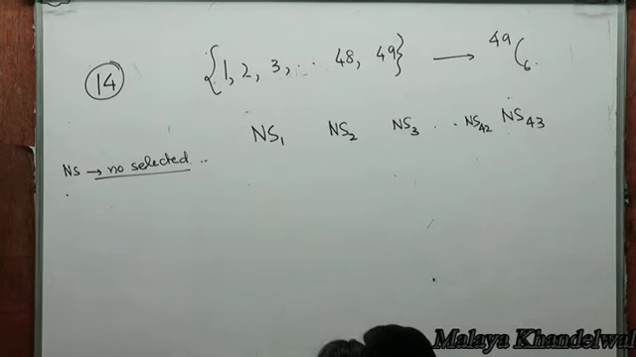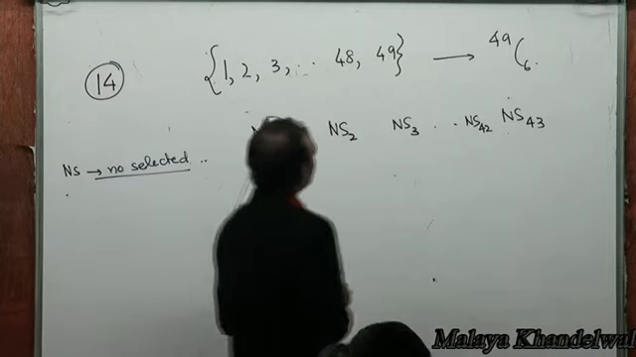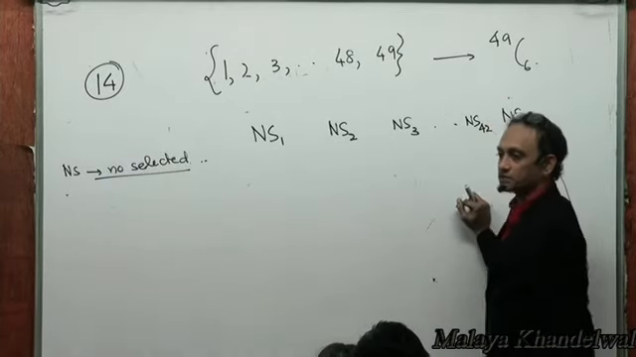I'm going to perform a complement of this count. I'm going to carry out a count in which there is no neighbor present, and from 49C6, I'm going to remove that count. I'm going to get the count in which there is at least one pair of neighbors. That's a problem that I'm going to take care of. Yes or no? Okay. Now out of 49, 43 are non-selected.